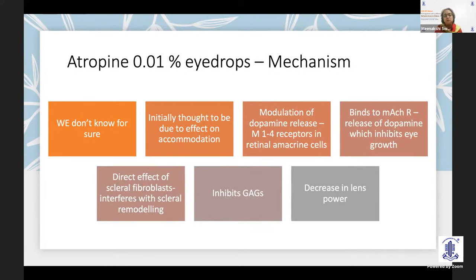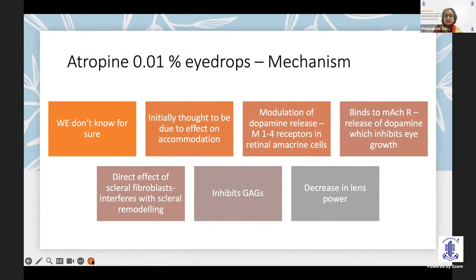We don't know for sure. Initially, it's thought to be due to the effect on accommodation, then modulation of dopamine release via M1 to M4 receptors in retinal amacrine cells. Then these bind to other receptors and release dopamine, which inhibits eye growth. There is also a direct effect on scleral fibroblasts, which interferes with scleral remodeling and inhibits glycosaminoglycans. And if you have so many mechanisms, nobody is very sure, right?